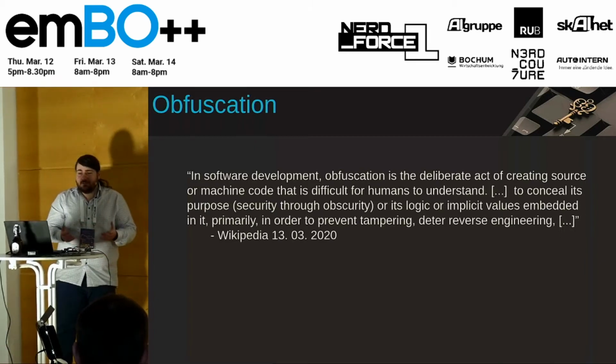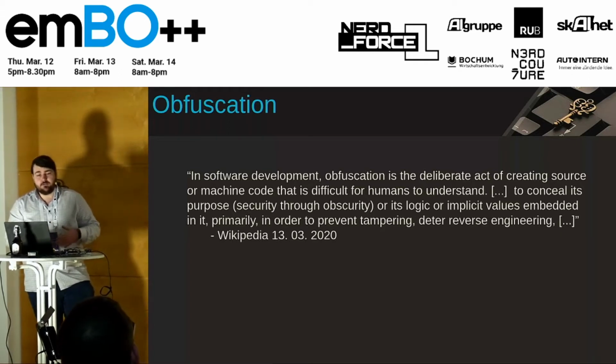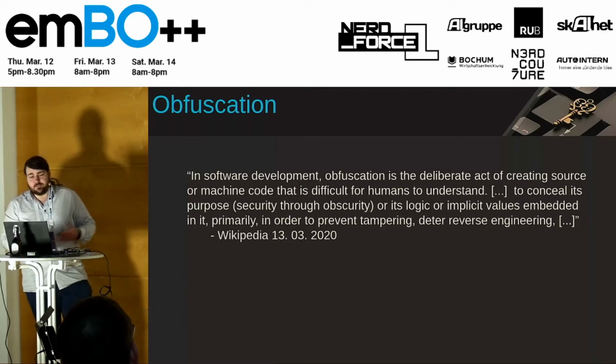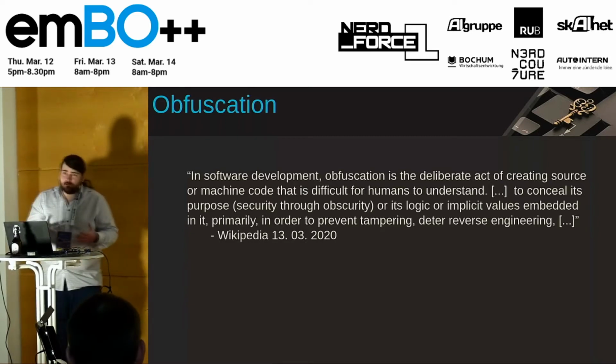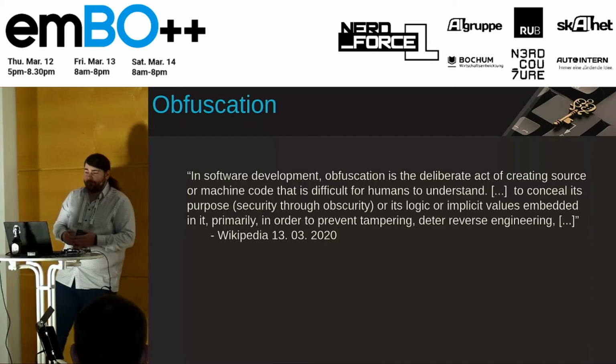So of course, what is obfuscation? If you look at Wikipedia, in software development, obfuscation is a deliberate act of creating source or machine code that is difficult for humans to understand in order to conceal its purpose, which can be used for security through obscurity, or its logic or implicit values embedded in it, primarily in order to prevent tampering or deter reverse engineering.